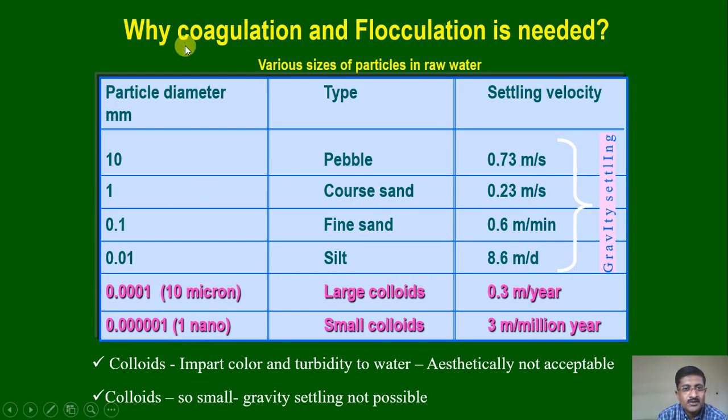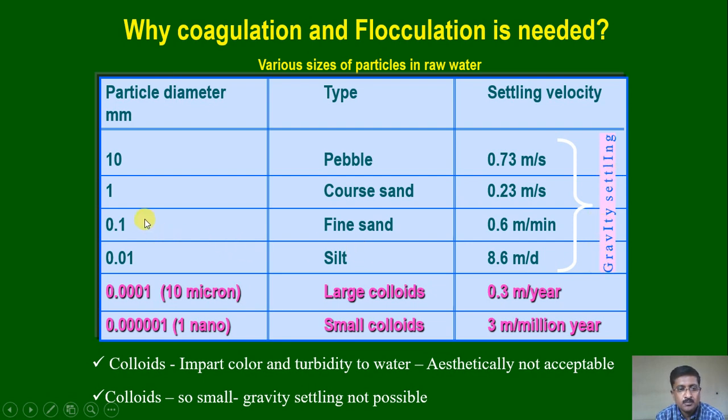So if you see why coagulation and flocculation are necessary, it's because of the particle size and their settling property. Particle diameter is mentioned here in this table. You can see 10 mm, which is a type of pebble, and which settles with a velocity of 0.73 meter per second, so it will settle fast. A 1 mm size particle, a coarse sand, settles with 0.23 meter per second. It is by gravity settling.